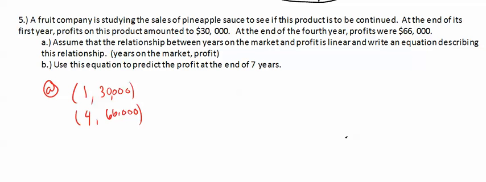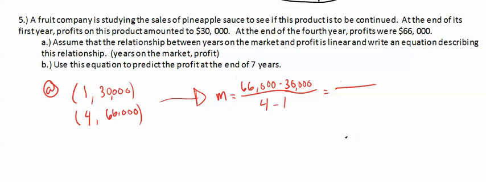Now, once we get the 2 relationships as points, what you're going to do is make a slope out of that. Because again, anytime you see 2 points, you should make a slope equation out of it. So we'll take 66,000 subtract 30,000 over 4 minus 1. And the numerator will get 36,000 over 3. And the slope then will be 12,000 over 1.